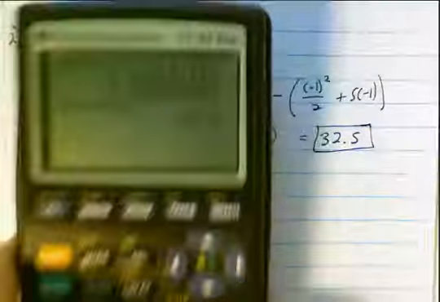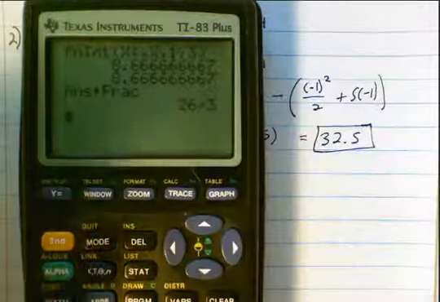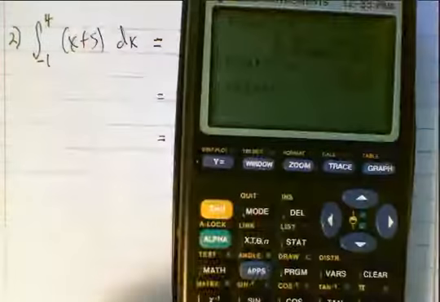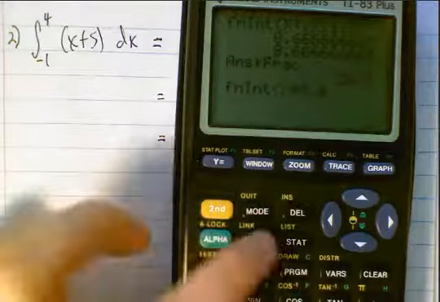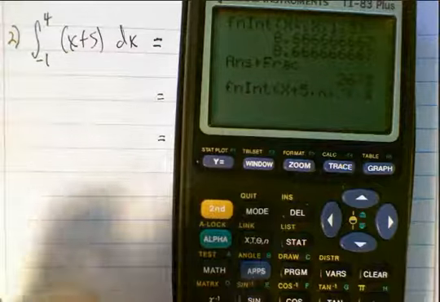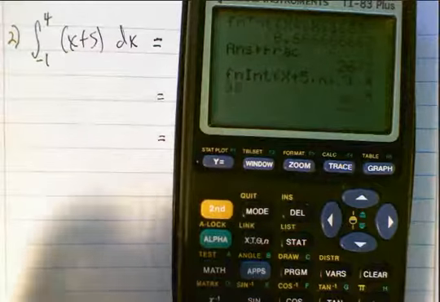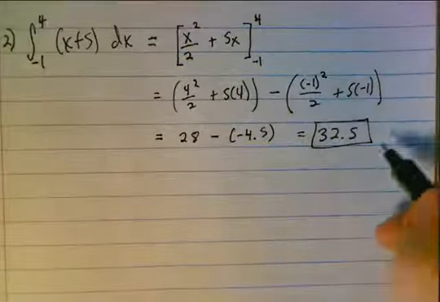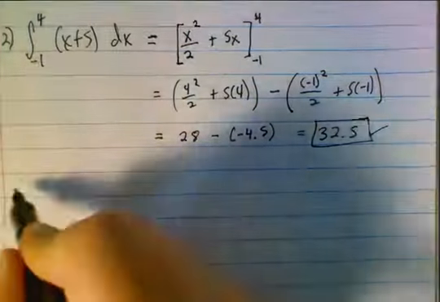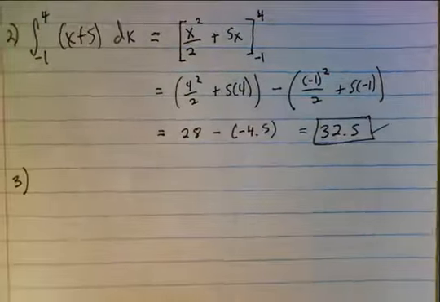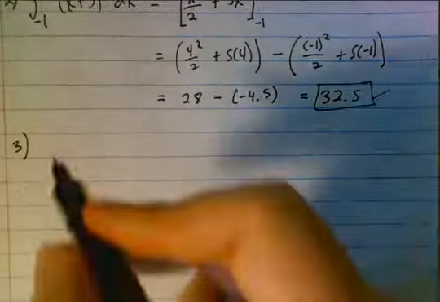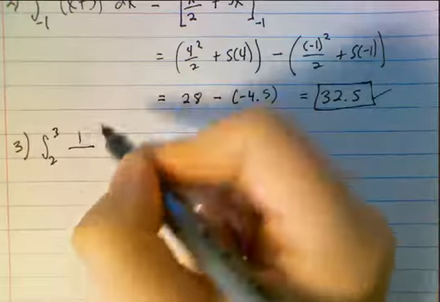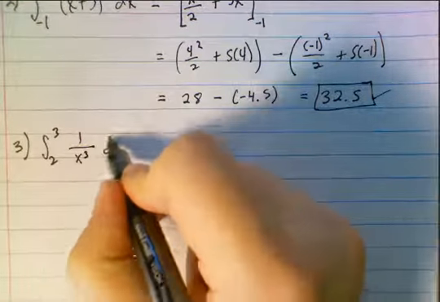Again, with our calculator, math 9, work with the original expression, 32.5. For ones like this, you really have to be able to take the antiderivative accurately.